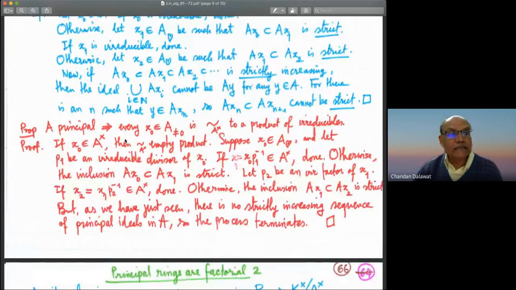So the next statement is that in a principal ring, every non-zero element is actually a product of irreducible elements. Okay? So far, we just know that it has at least one irreducible factor. Now we are going to show that it's actually equal to a product of irreducible elements. So if this x naught, which is given to you, is a unit, then it's the empty product.